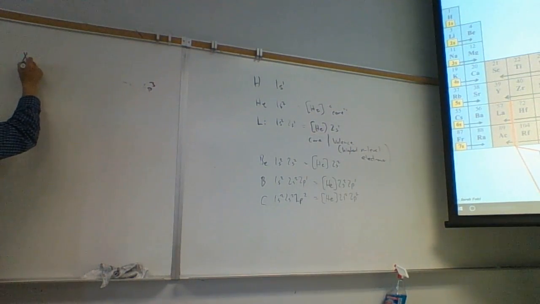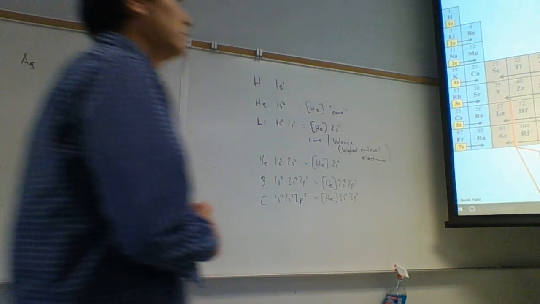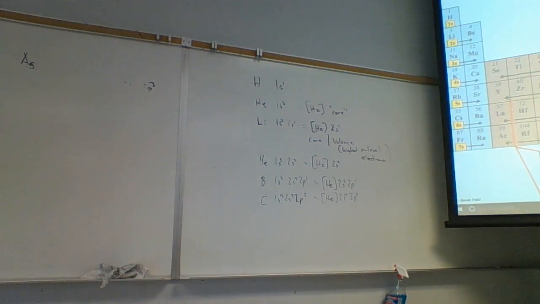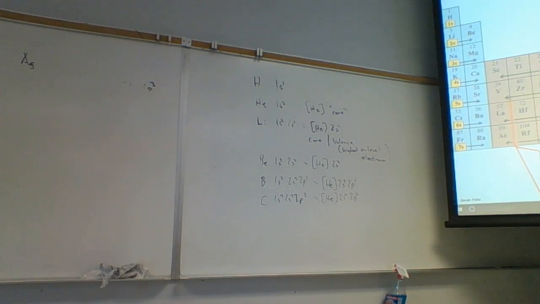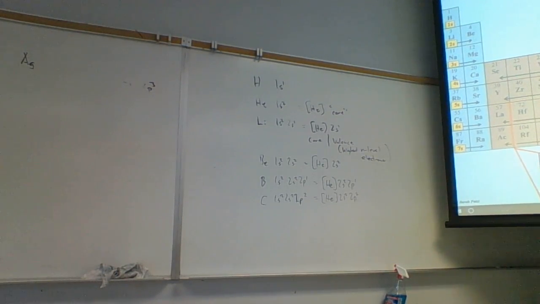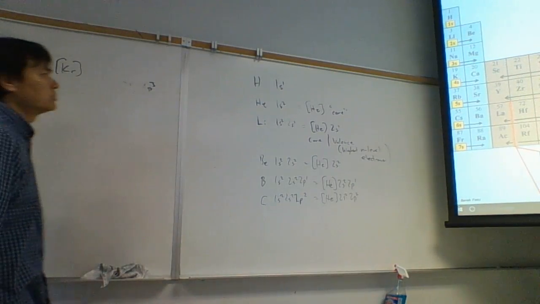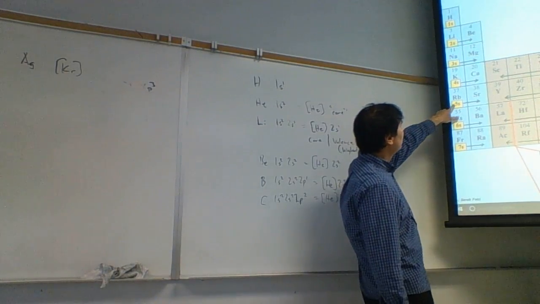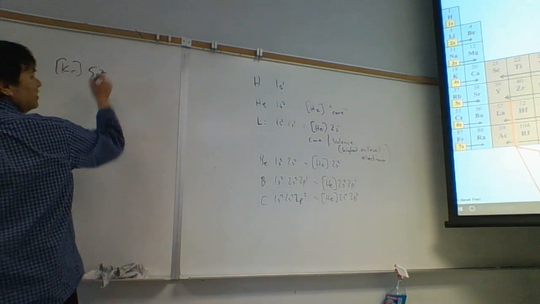Tell me the electron configuration for silver. You could use a noble gas abbreviation. So silver has how many electrons? 47. The nearest noble gas before is krypton at 36. So we'll start at krypton, which is 36 electrons. So the 37th electron goes where? 5s. Let's go ahead and fill that up. So it's going to be 5s2.